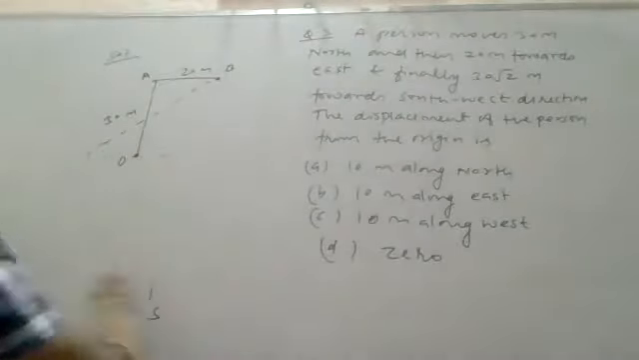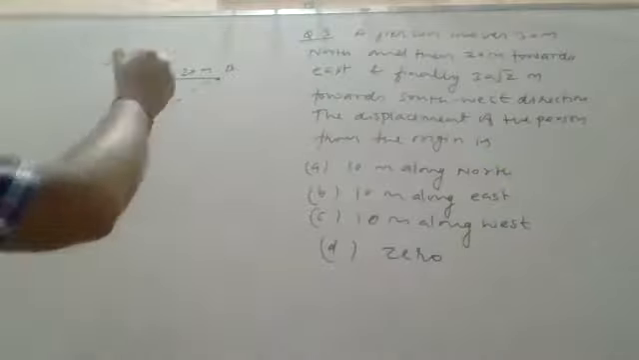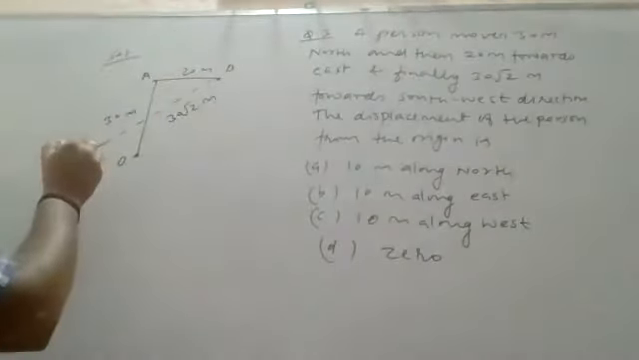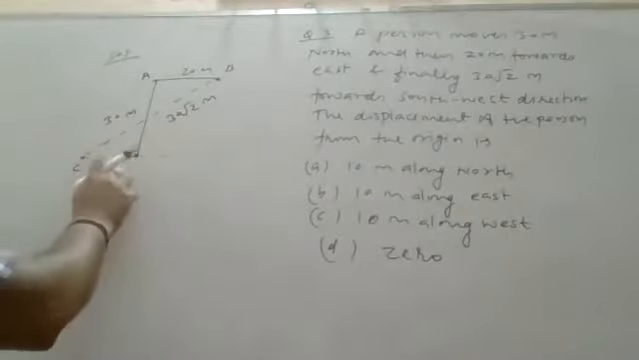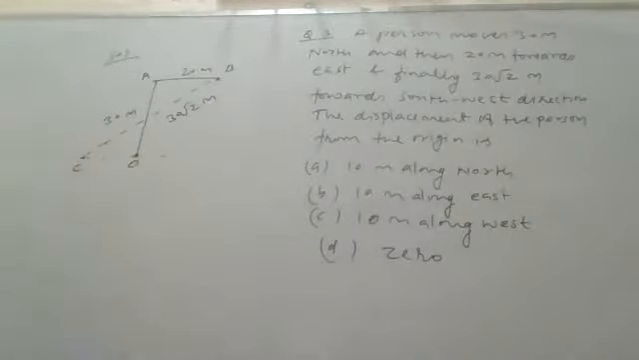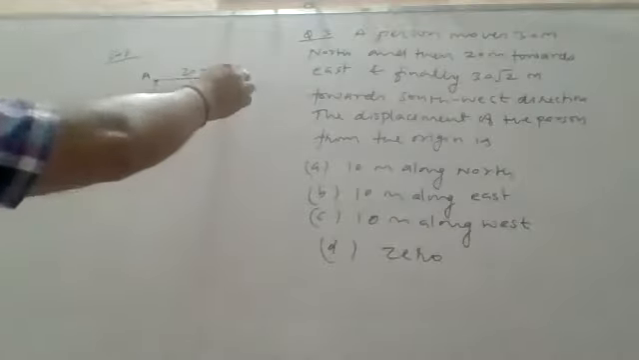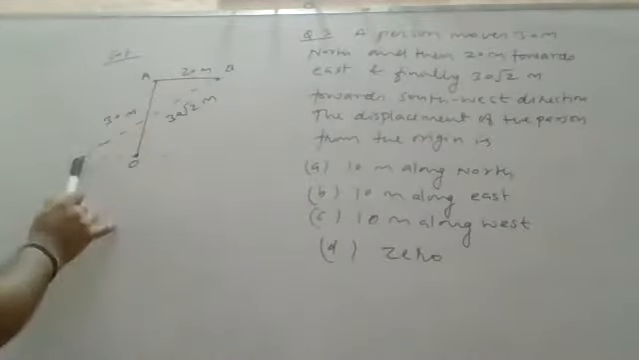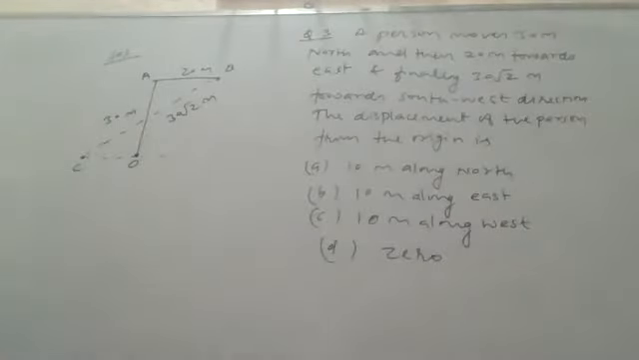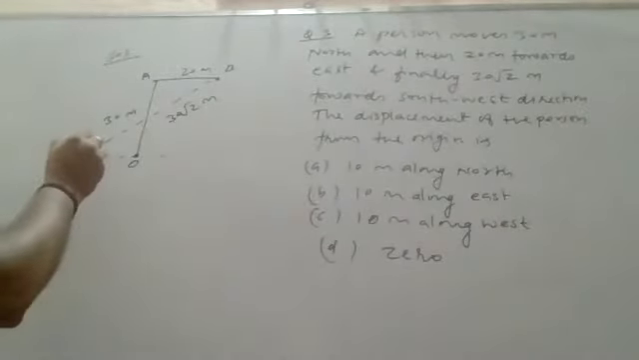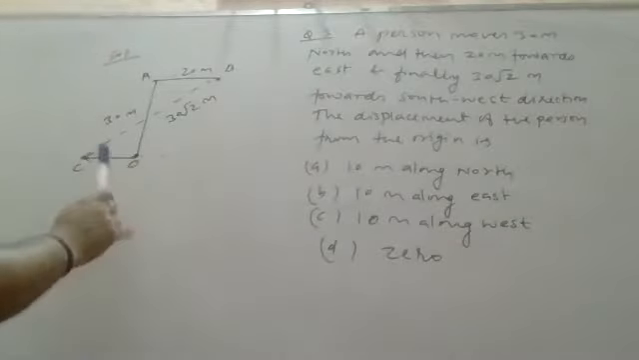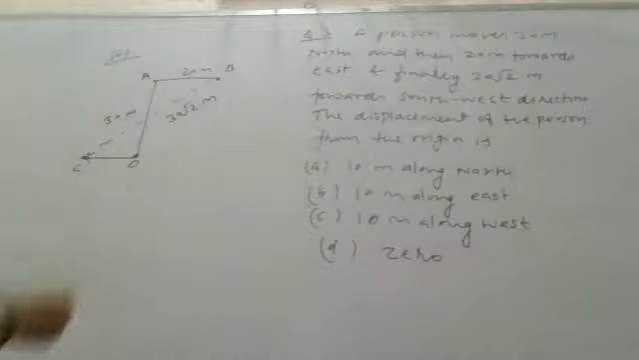Then see, this distance is given to me as 30√2 meter, so the person is going to reach here at this point C. This is my origin point. A person traveling from point B towards the southwest direction will reach the point C. This direction from the origin is west. And if you want to calculate, a triangle is formed there.